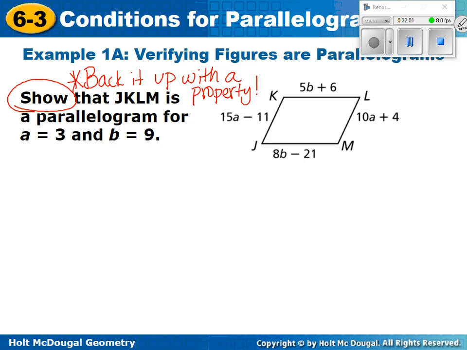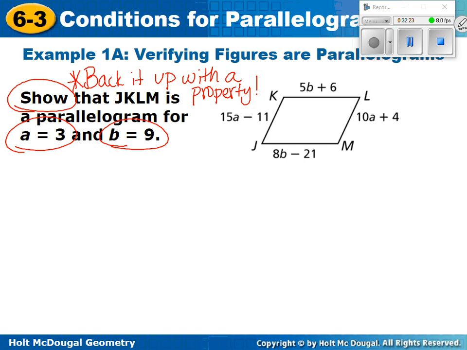How can we prove they're parallel? Congruent. All right, so that's what we could prove. They're going to give us the value for B, so what would we need to do to show that the opposite sides are congruent? Plug it in. They're also giving us the value for A, so we can prove the other pair of sides are going to be congruent. Remember, you've got to show that both pairs are congruent to prove it's a parallelogram.